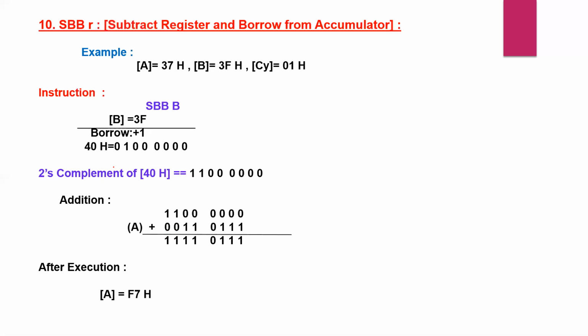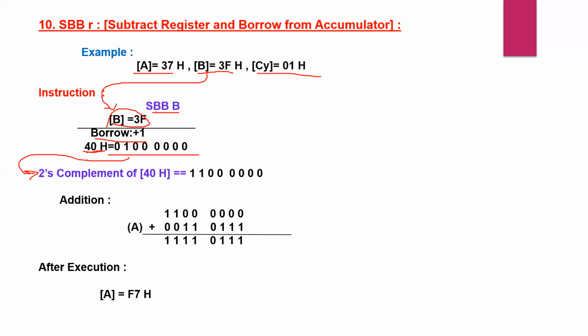For example, let accumulator has data 37H, register B has data 3F and carry flag is 01. Instruction is SBBR, that is subtract register and borrow from accumulator. B has data 3FH, borrow plus 1. Now this is 40H.